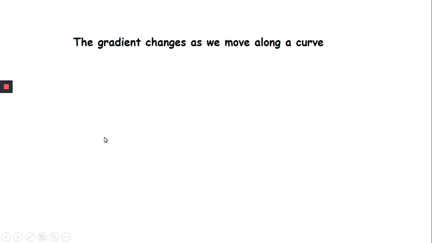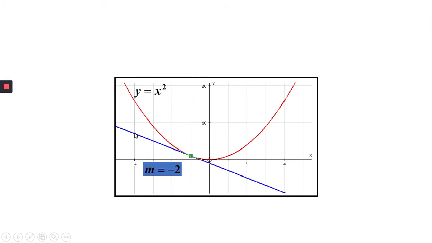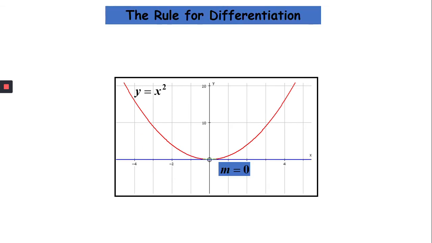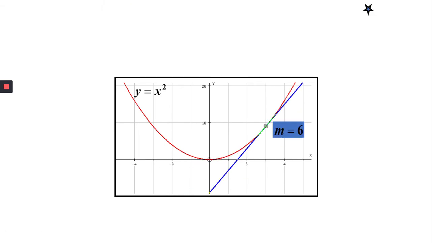Okay. Now the gradient moves as we go along a curve. So if we look at x squared again, when x is minus 3, the gradient is minus 6. And as we move along the curve, the gradient changes. Now here's a special case, isn't it? Here the gradient is 0, because it's a horizontal line. m equals 2, m equals 4, m equals 6, and it'll change all the way around that curve.